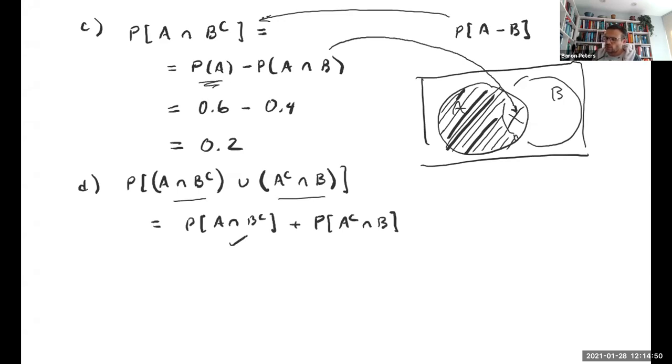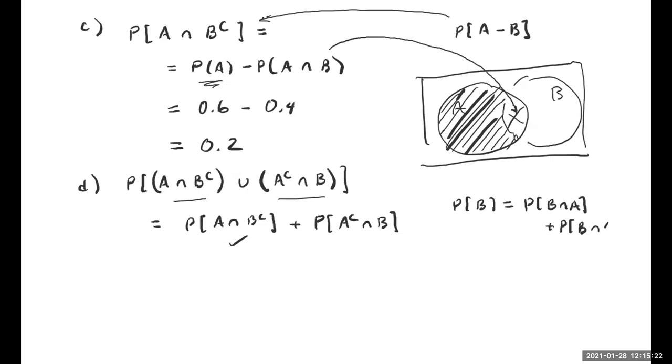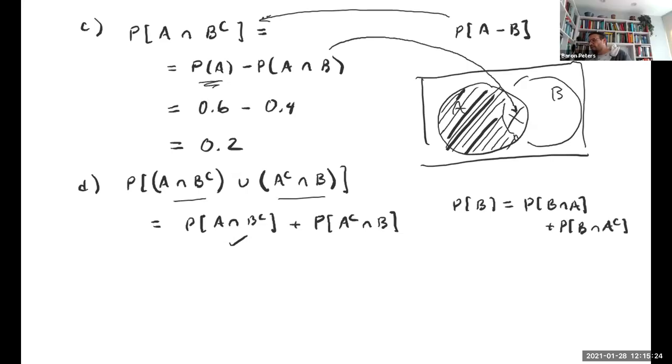We still have to think about this one, right? And remember that we can always write down the probability of an event B as the probability of B with A and the probability of B with, what am I about to do here? Somebody tell me what goes here. Decomposition of B into its overlap with A and... Is it A complement? A complement, excellent. Okay, great. All right, so I can always do this. I can always invoke this thing.